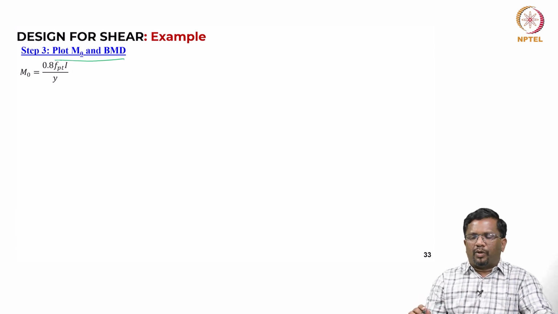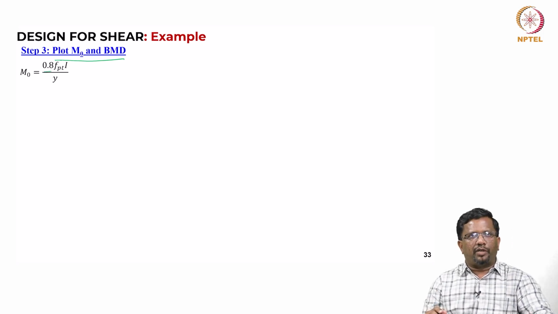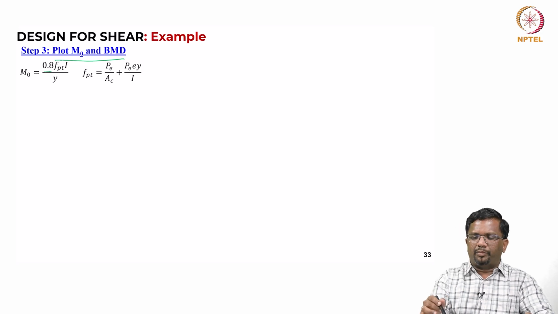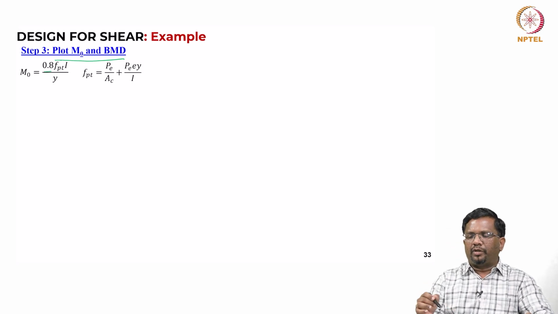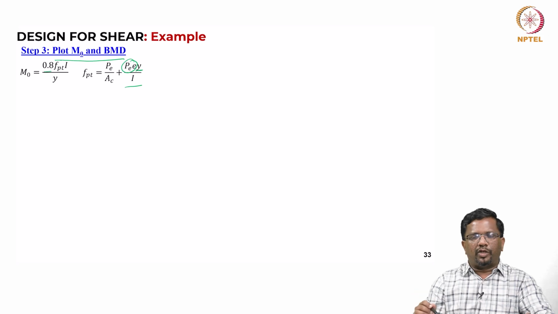Okay. And now, what is the expression for decompression moment? The code asks you to calculate 0.8 into fpt into I by y. Now, what is fpt? We are calculating the pre-stress at the level of the tendon. So, Pe by Ac is your pre-stressing concentric stress component. Then I am going to get Pe into e, which is nothing but your moment, and I am calculating the stress at a distance y from the CGC.